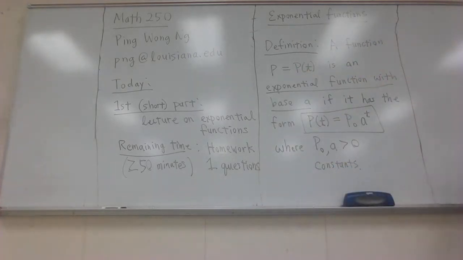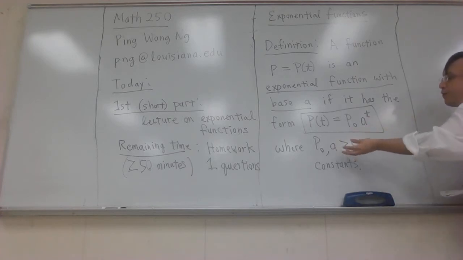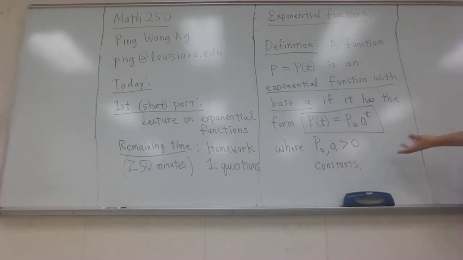Essentially, it's a function that has this form. It's a function with the form of an exponent, and the input variable is in the power. And P naught and a are just concrete numbers that are strictly positive, so they're strictly positive constants.